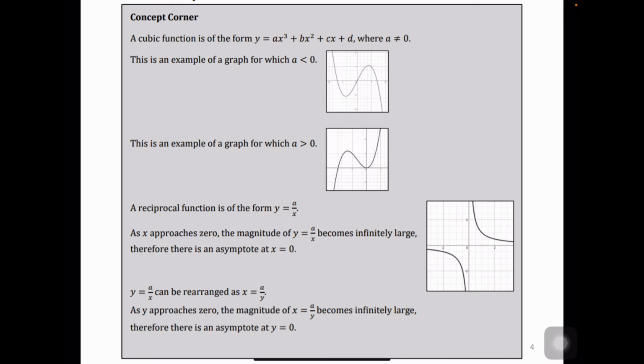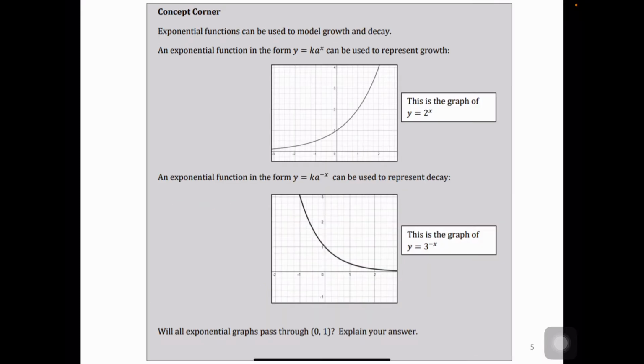So I'm going to briefly recap the most important aspects of the Year 11 lesson. Here, just to remind you what a cubic graph looks like, what a reciprocal graph looks like. Then we have exponential functions as well. Remember, they're always either increasing or decreasing, and that depends on the x coefficient. So if it's negative, the exponential function will be decreasing.